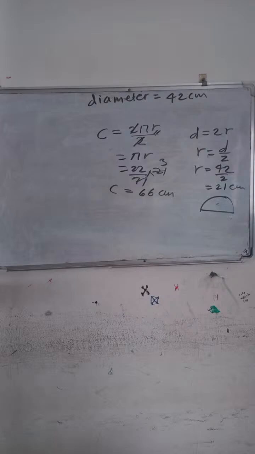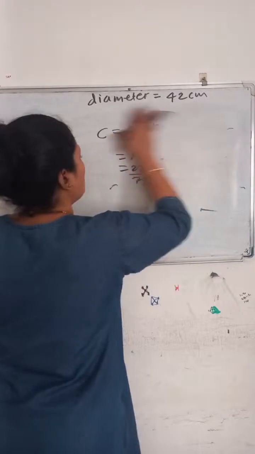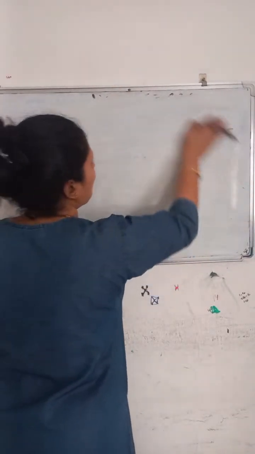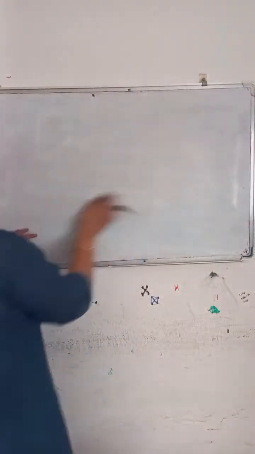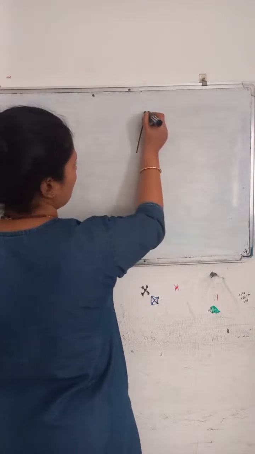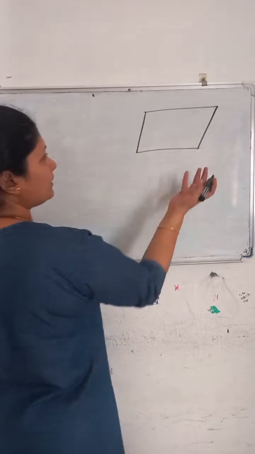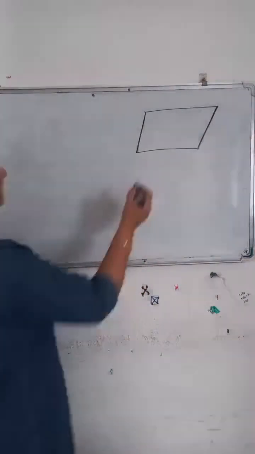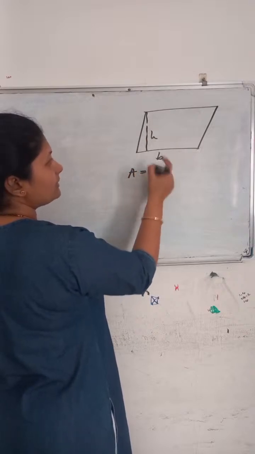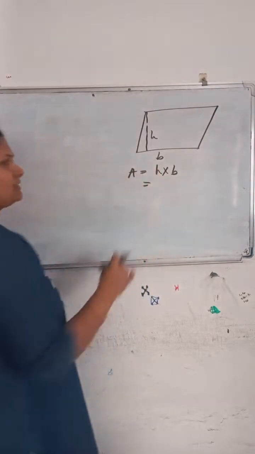And the field is given in the form of what? Parallelogram. The field shape is nothing but a parallelogram. They are asking to plow the field. So first you must know how much is the area of that field. Then only we will be able to calculate the plowing rate. So here this is the base and this is the height. So area of this parallelogram is height into base or base into height.